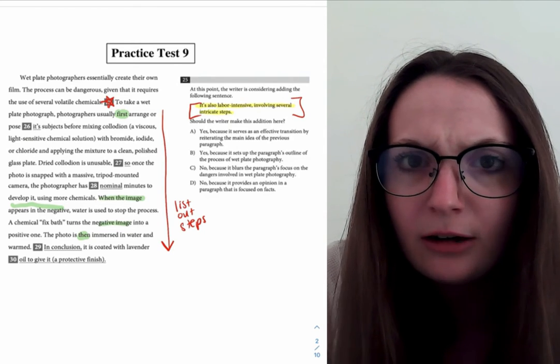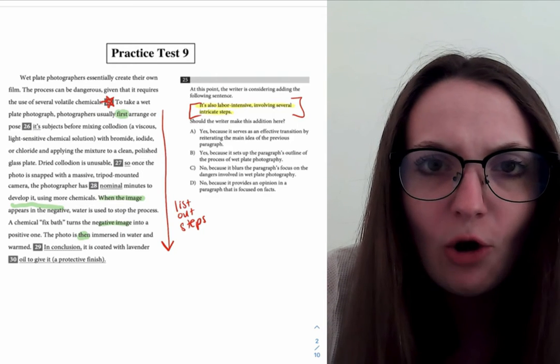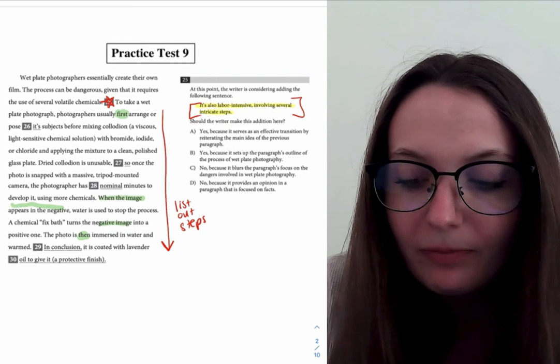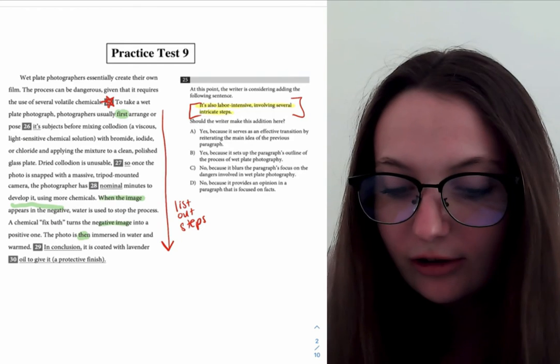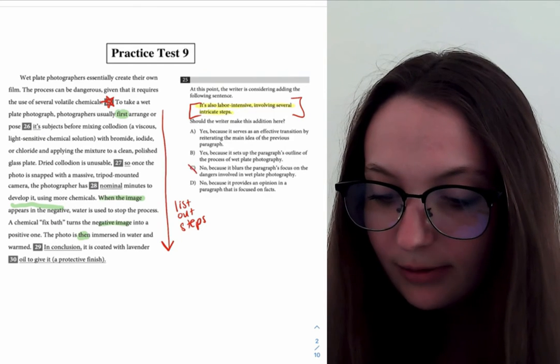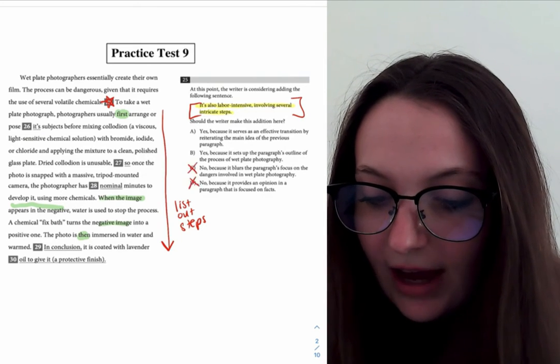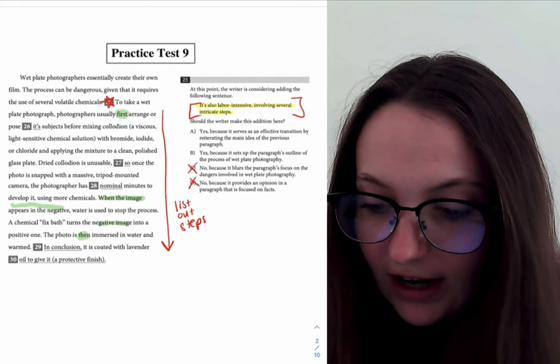Otherwise, it's just like they randomly start listing them with absolutely no introduction or segue at all. So we definitely want to add this in order to make it clear that we're going to talk about the steps. So knock out C and D. A says yes because it serves as an effective transition by reiterating the main idea.